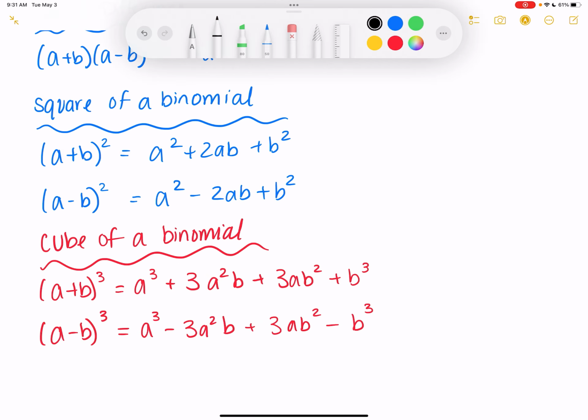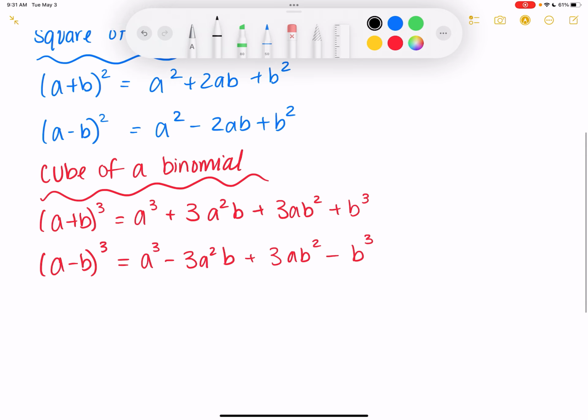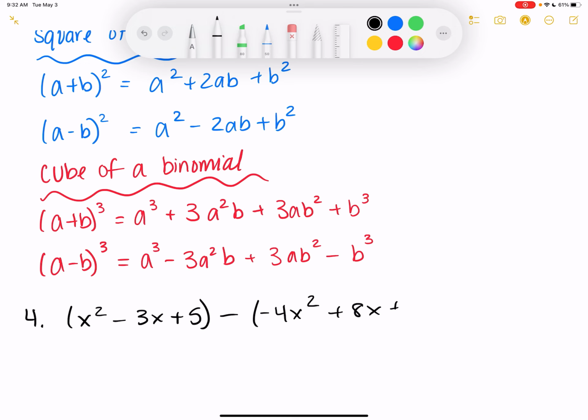Alright, so the first one's add and subtract polynomials. Nothing crazy. Just adding like terms, all the way back to probably 6th grade math. So x squared minus 3x plus 5, minus the rest of it. Make sure you pay attention to the parentheses and the signs that are in them. Negative 4x squared plus 8x plus 9.